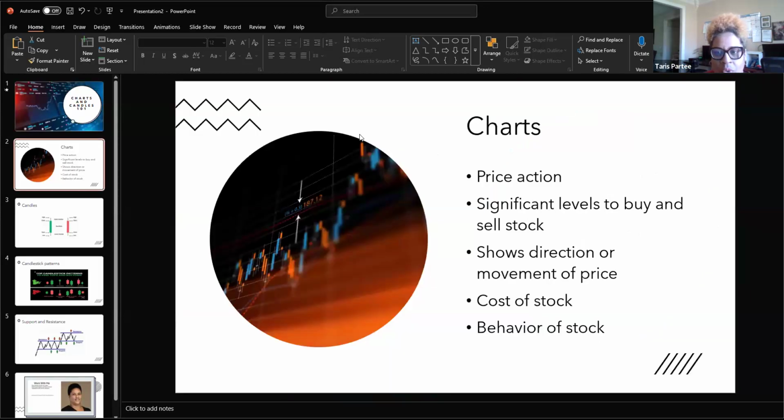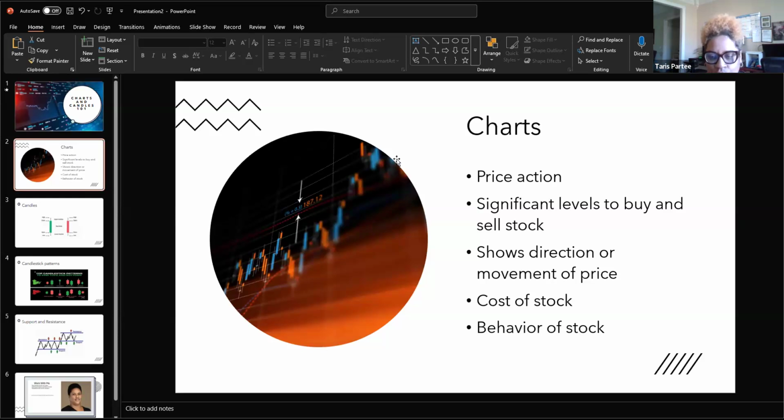All right, so why do we even need the charts in the first place? The charts tell us price action. That just simply means what the price is doing, if it's going up, if it's going down. It shows us significant levels to buy and sell stock. So if you are a day trader or even an investor, you want to know where you need to buy a stock, and you also need to know where to sell the stock for profit. So that's what the chart is going to show you.